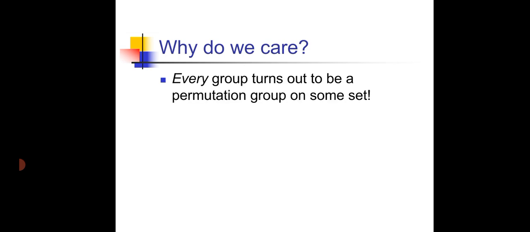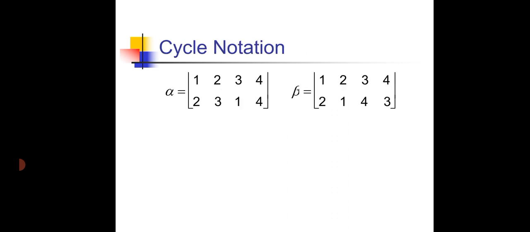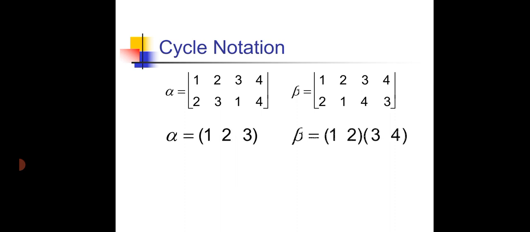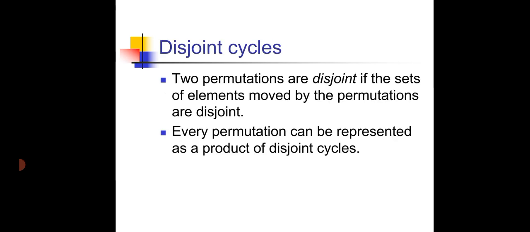Next, main results. Every group turns out to be a permutation group on some set. And cycle notation, a shortcut. If 1 to 2, 2 to 3, 3 to 1, you can write this as (1 2 3). That is, 1 is mapped to 2, 2 is mapped to 3, and 3 to 1. Identity should not be represented. Similarly, for beta, 1 is mapped to 2, 2 to 1. So we start the first cycle (1 2). If you close the bracket, that is a cycle. Next, 3 to 4, 4 to 3. Therefore (3 4) indicates another cycle.